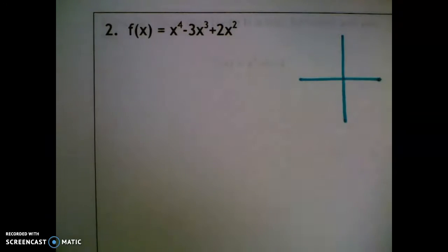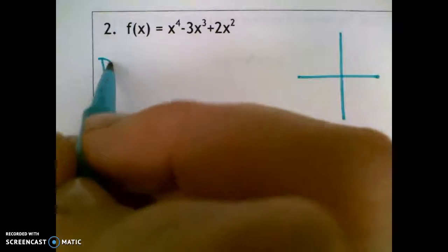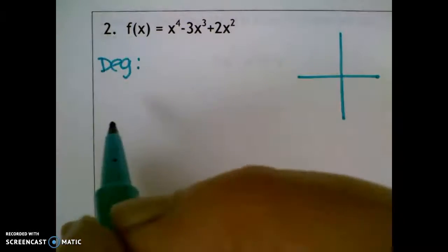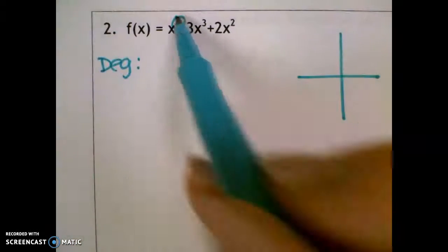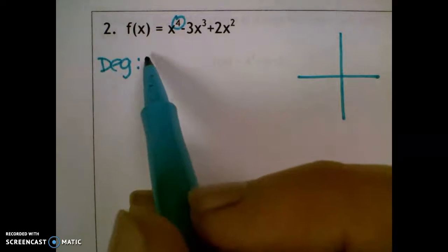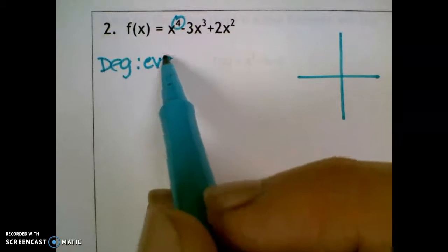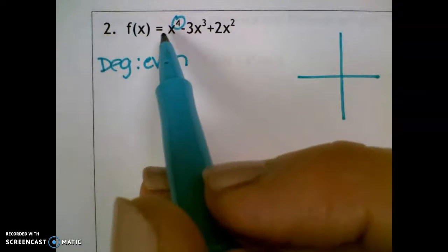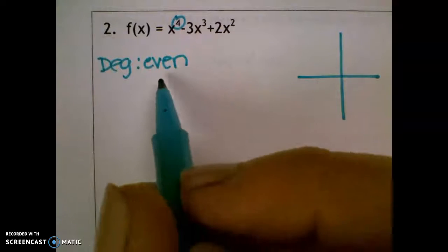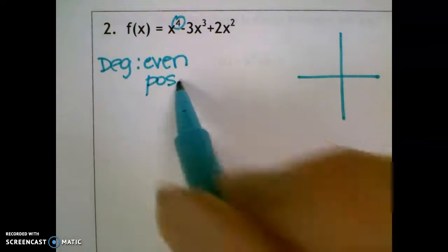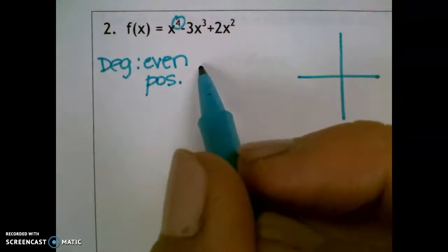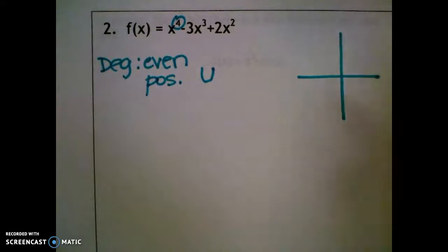So step 1, I need to find the degree. Now this one is in standard form. So the degree is just 4. Take the highest one. So the degree is even. And the leading coefficient, there's nothing in front, that's a 1, so it's positive. So even positive is going to look like x squared, which means we're going to start in quadrant 2 and end in quadrant 1.